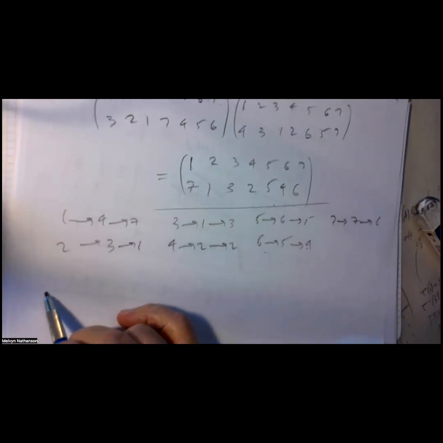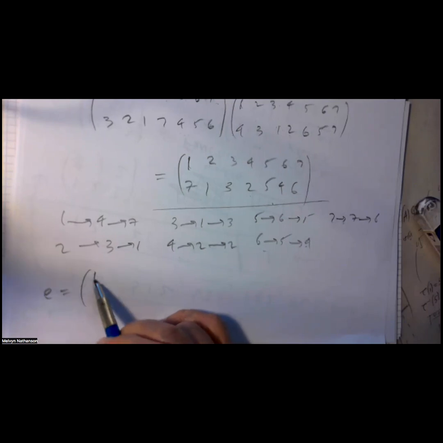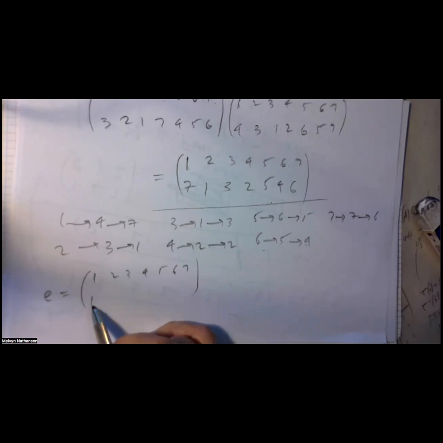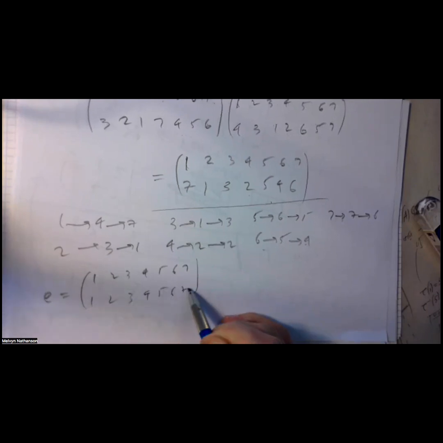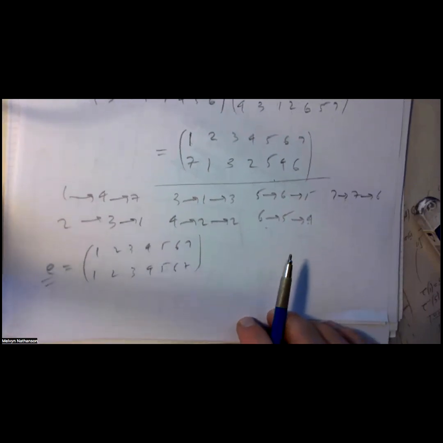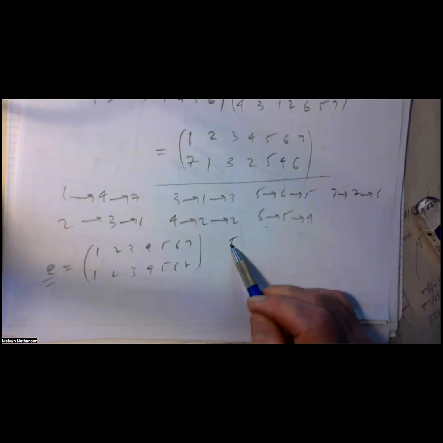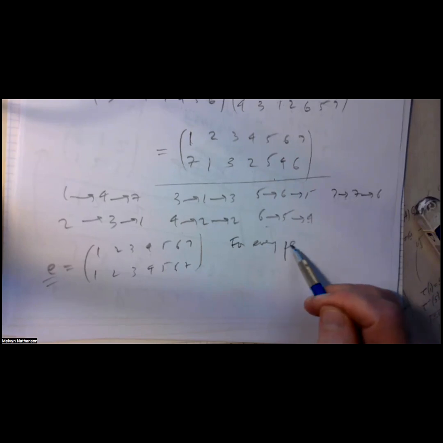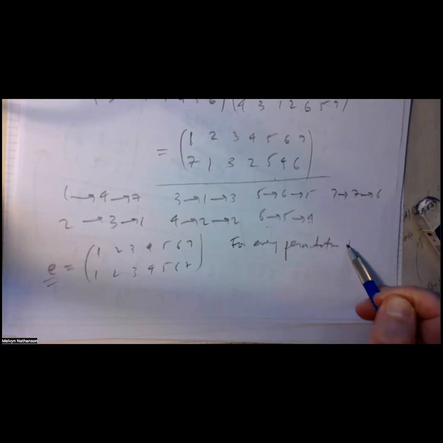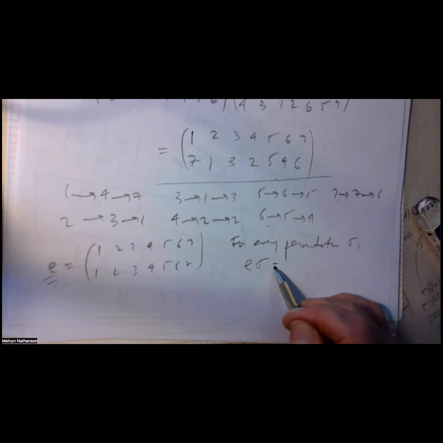A very important permutation is the identity permutation, E. The identity permutation sends every number to itself. So if the second row is the same as the first row, that's always the identity permutation. And for every permutation sigma, E times sigma or sigma times E is just sigma because E leaves everything exactly where it is. If sigma sends 3 to 5, E sends 5 to 5, so 3 ends up at 5 and so forth.